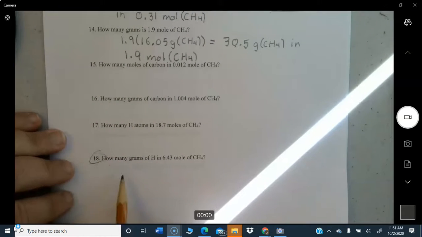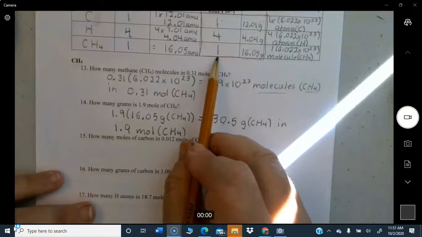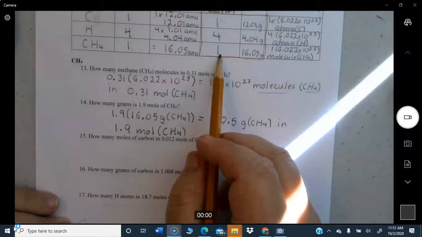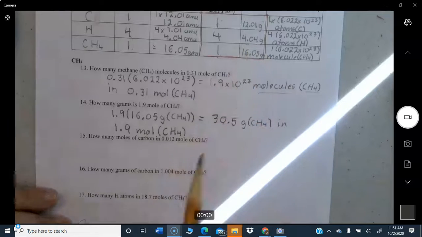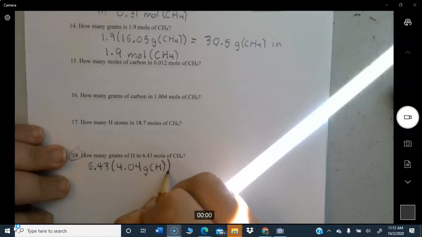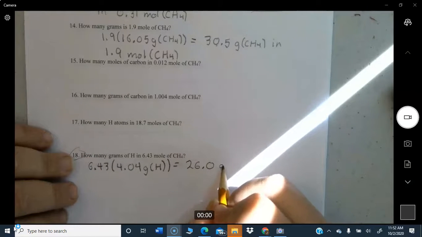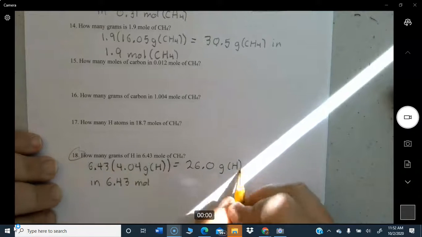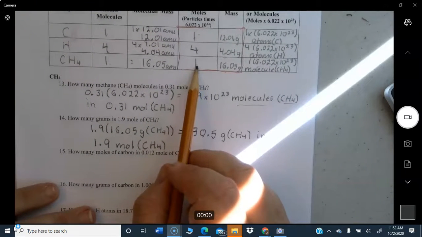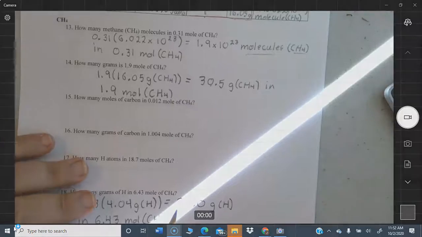Okay, let's do the last one. How many grams of hydrogen in 6.43 moles of CH4? So in 1 mole of CH4, there's 4.04 grams of hydrogen. So in 6.43 moles of CH4, you'd need 6.43 times that many grams. So that would be your answer. And that gets us to 26.0. So again, we wanted 6.43 moles, so we needed 6.43 times that number of grams of hydrogen. Okay, let me go ahead and give you the solutions to the rest.